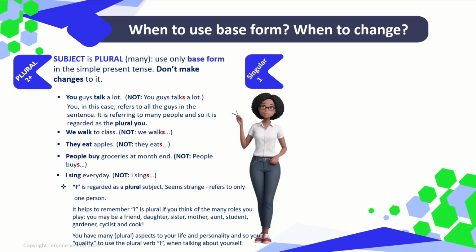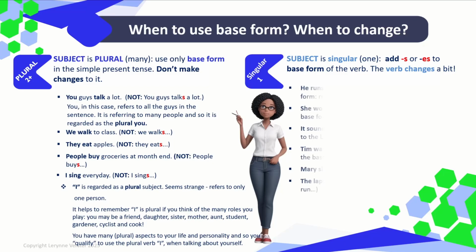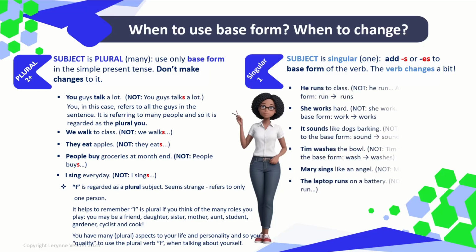But what if the subject is singular, referring to only one person or thing? If the subject is singular, one, we add s or es to the base form of the verb. The verb changes a bit. Take a look at these examples. He runs to class. Not, he run. We add s to the base form, run, to create runs. She works hard. Not, she work. We add s to the base form, work, to create works.